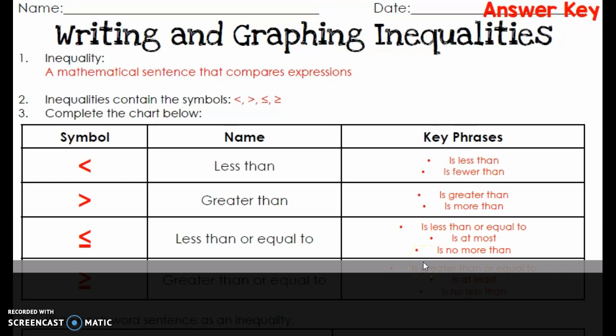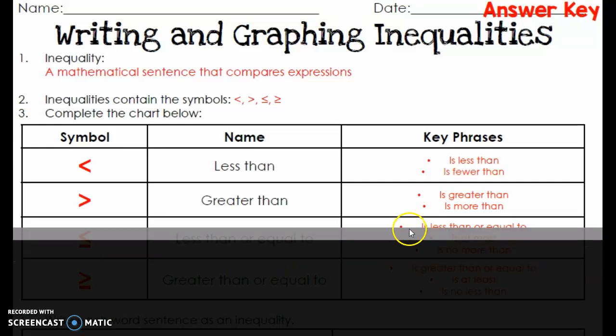Less than or equal to. Less than or equal to, that means the statement on the left is either less than the statement on the right, or it can be equal to. This is when it could be an either or thing, like I have less than or equal to a certain amount of money. So the key phrases are is less than or equal to, is at most, or is no more than. Take a second and write that down.